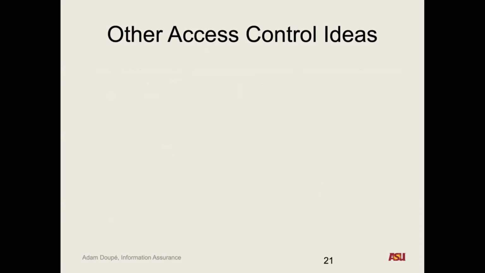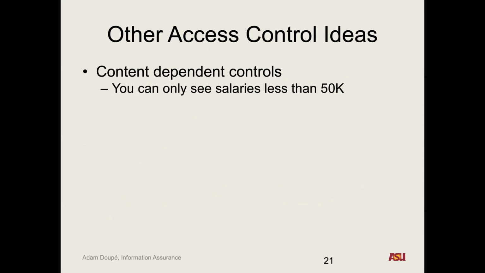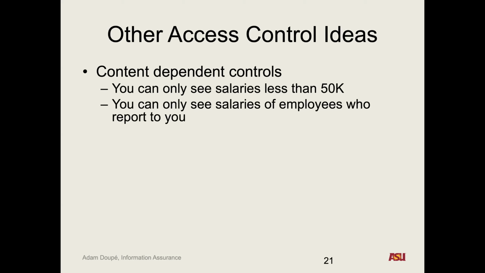Okay, moving on from this, there are other types of access control ideas. We looked at different ways of thinking about this, but one of the things we haven't talked about is content dependent controls. This would be an access control model that depends on the type of data that you're accessing. For instance, if you think about working in a company, you may only be able to see salaries that are less than $50,000. This access control doesn't depend on you, the user, or what permissions or rights you have, but actually depends on the data itself.